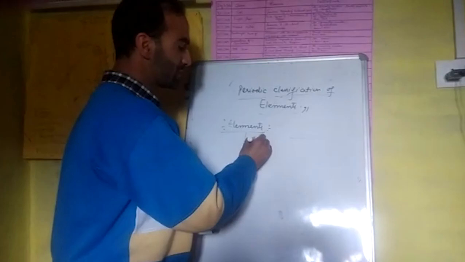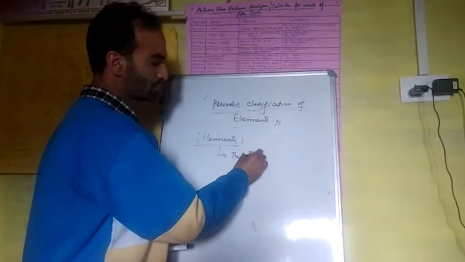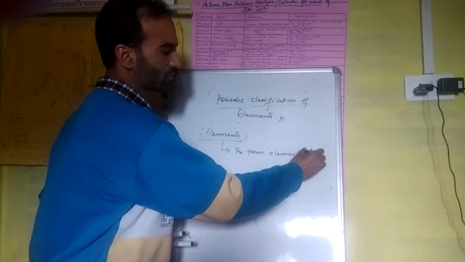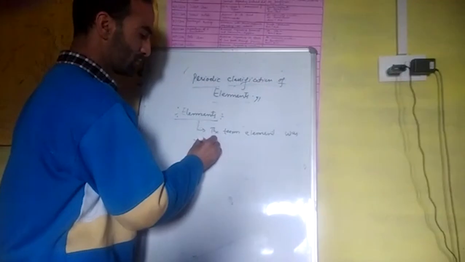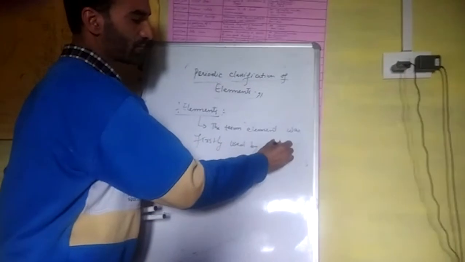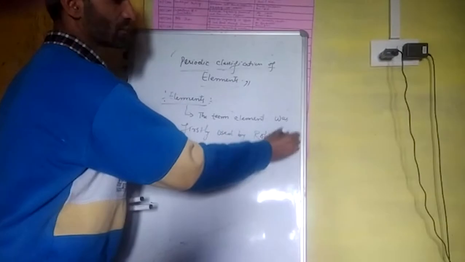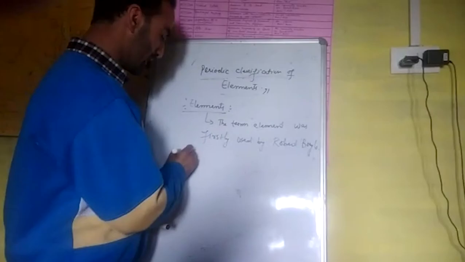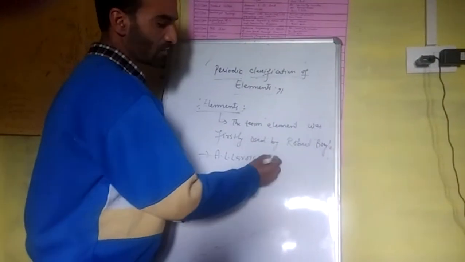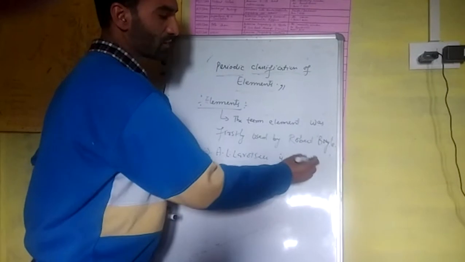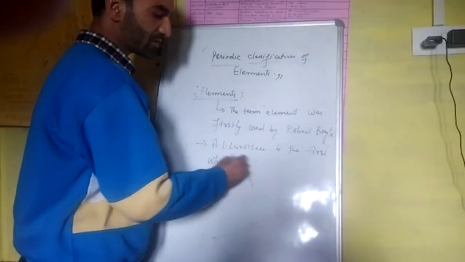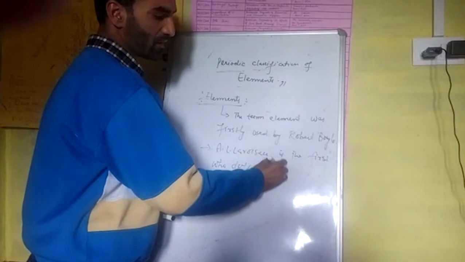The term element was firstly used by Robert Boyle. And A. Lavoisier is the first scientist who defined the element.